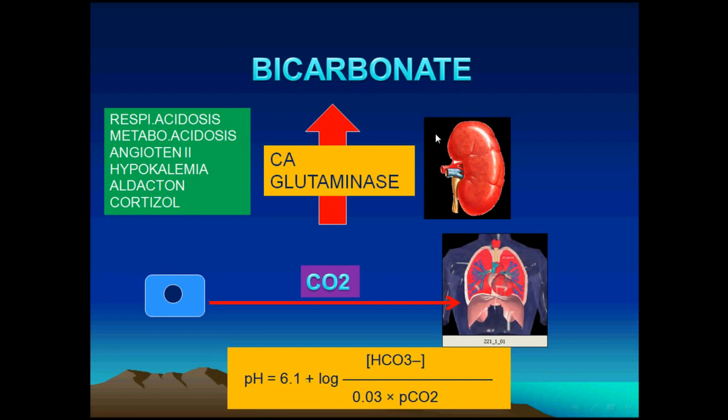Bicarbonate changes due to addition of acid, or loss through the kidney or gastrointestinal tract, or formation by the kidney under the effect of the partial pressure of carbon dioxide, acidosis, angiotensin II, hypokalemia, aldactone, and cortisol. So these are the factors which determine the value of bicarbonate. At the same time, carbon dioxide is determined by production from the cell or the ventilation, hyperventilation to wash it out or hypoventilation to retain it. So this is very important while we are dealing with the pH. The pH is the result of the changes in these two items.